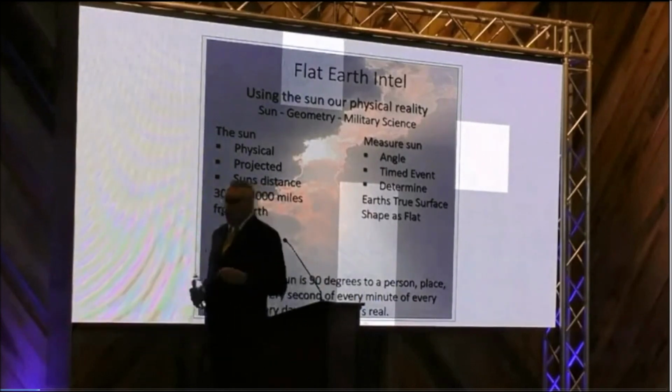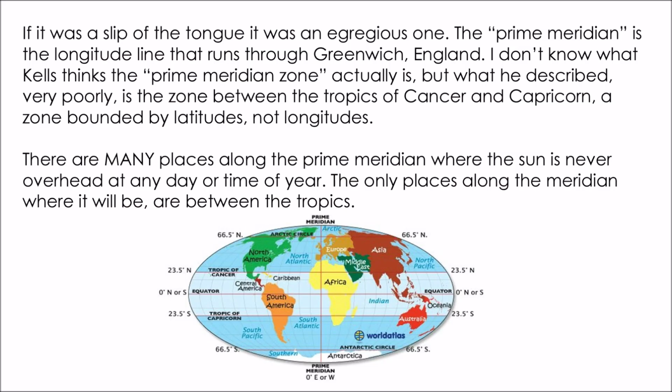Okay, so two problems there that I think underlie why his entire test is faulty. And it comes down to having a complete misunderstanding of what the heliocentric model is, which makes it impossible for him to design a test that's meaningful. First of all, what is the prime meridian zone? If it was a slip of the tongue, it was an egregious one.